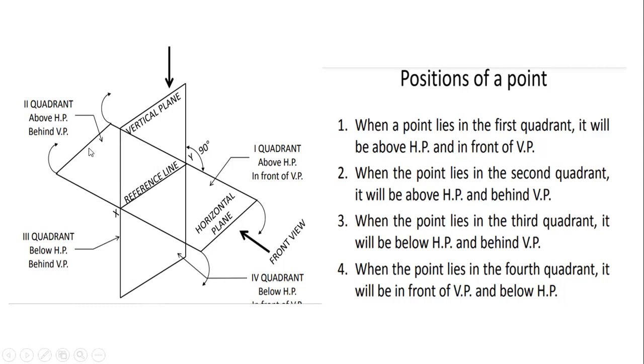The next, second quadrant: the point is positioned in the second quadrant. So it will be above HP and behind the vertical plane. And similarly, the third quadrant: when the point lies in the third quadrant, it will be located below HP and behind the vertical plane. The last one, the fourth quadrant: the point is situated below HP and in front of the vertical plane. Later on, we are going to solve problems on each type of quadrant system in order to understand the different views of a given object.